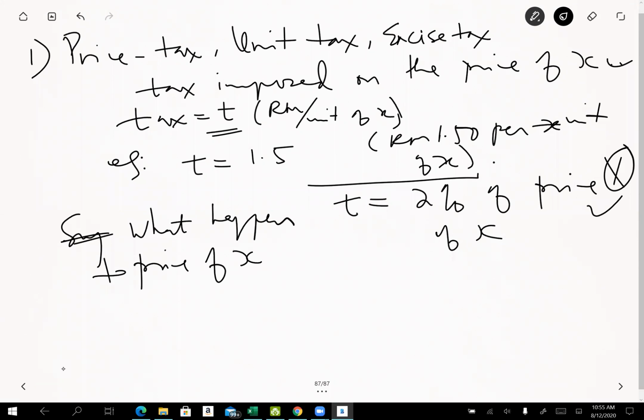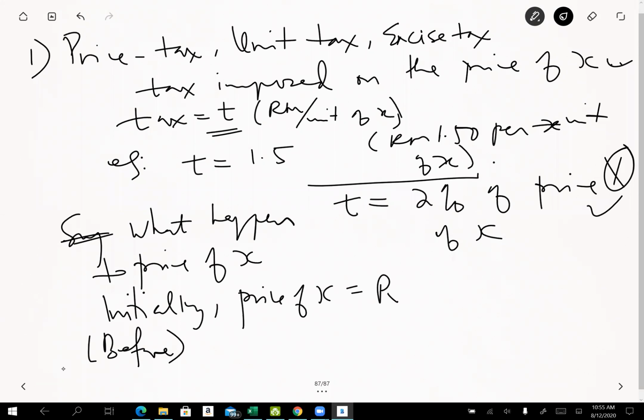The tax is imposed on the price of X. So let's say before the tax, initially, the price of X we call PX, or we can use PX0. Put 0 here.